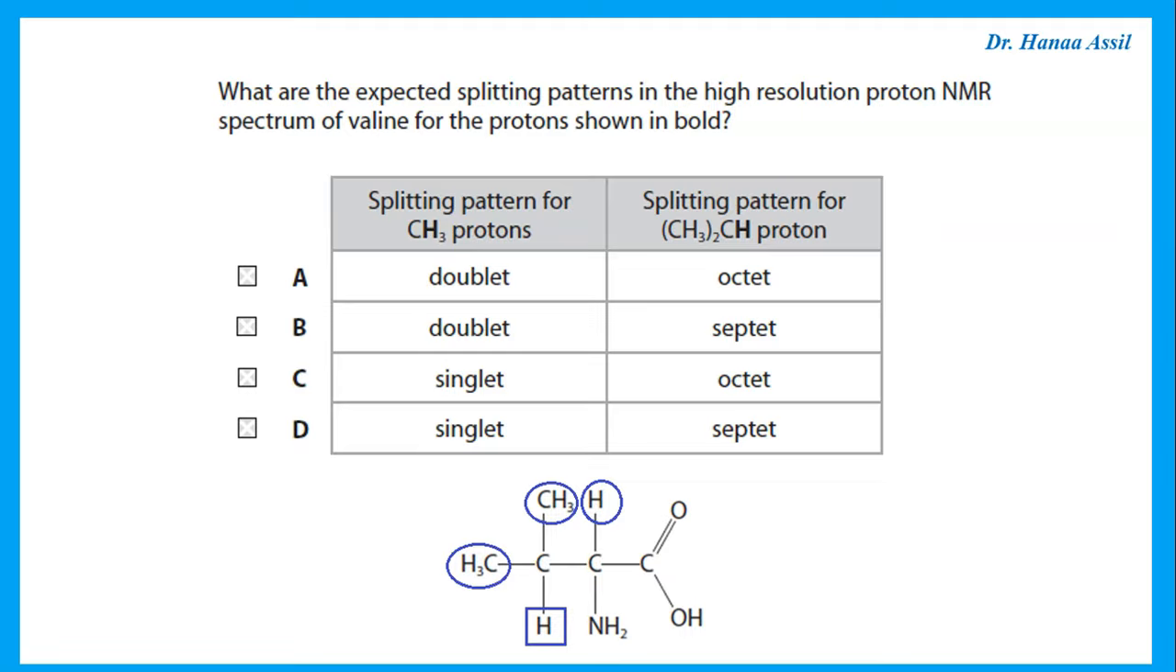What about the hydrogen attached to the carbon? Now this hydrogen attached to the carbon in the middle has CH3 and H on neighboring hydrogens. We have a total of 7 protons on neighboring hydrogens, so this would be an octet.